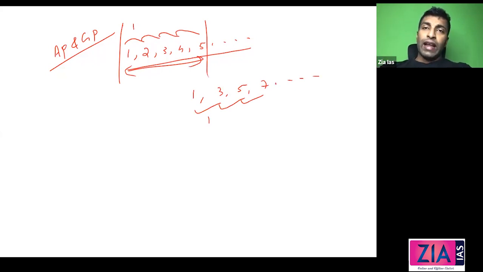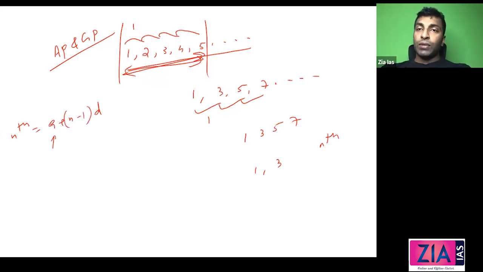So if I need to find the nth term of AP, suppose this is given like 1, 3, 5, 7, or first two terms are given, 1 and 3, and I need to find the nth term. What I'll do, A plus n minus 1 into D. A is the first term, nth term is what we need to find out, D is the common difference. So if I know the first term and the common difference, I can find the nth term.